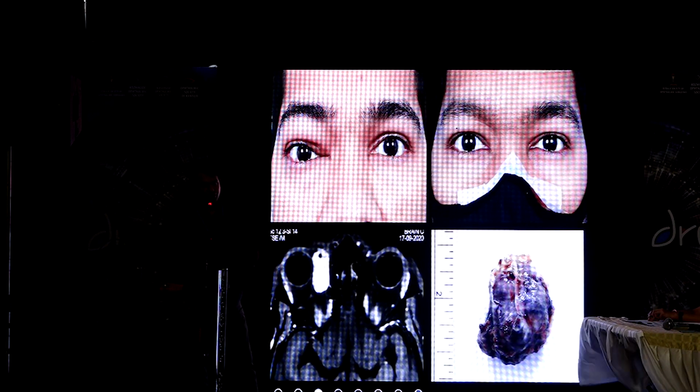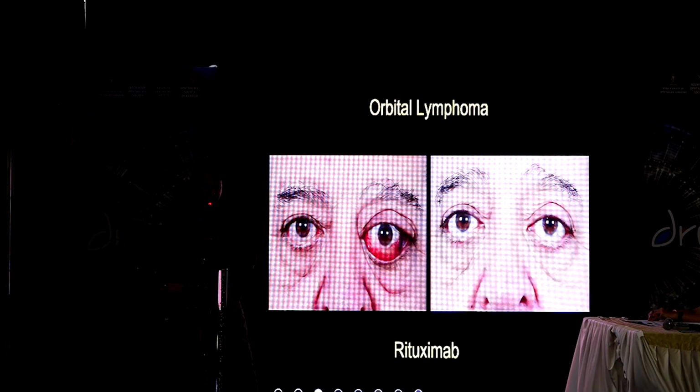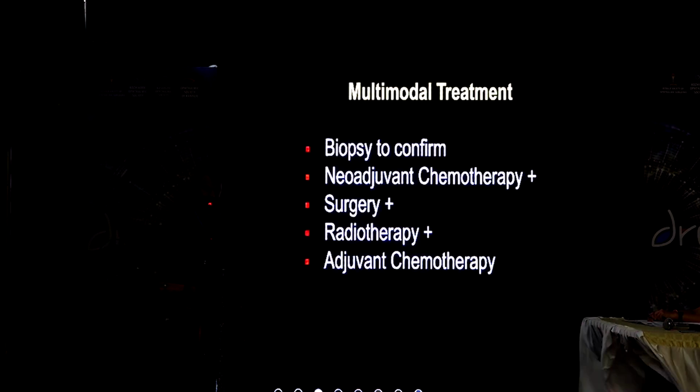This is one more patient of solitary fibrous tumor who was treated with adjuvant radiotherapy. In orbital lymphoma, you don't have to do gross excision. You see how nicely this patient has responded to rituximab monotherapy. He was a case of mild lymphoma.